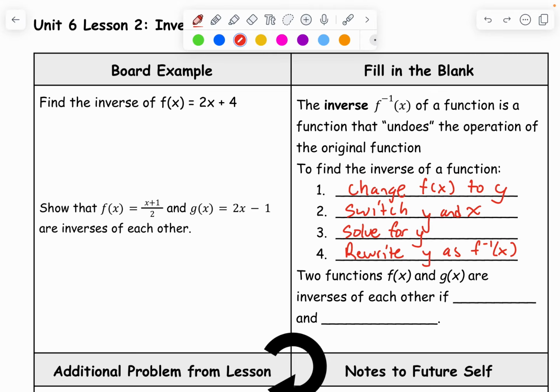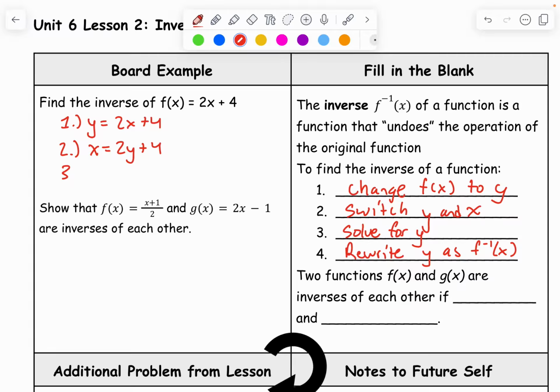The first step is just to change f of x to y. So instead of f of x equals 2x plus 4, now we have y equals 2x plus 4. Perfect. Second step, it says switch y and x. You don't have to keep putting 1, 2, 3, 4, but this is just how I'm showing you how they line up. So where there's an x, I'm going to put a y, and where there's a y, I'm going to put an x. I did not have to move this 2 with the x. Those are separate values. I literally just switched the location of the x's and y's.